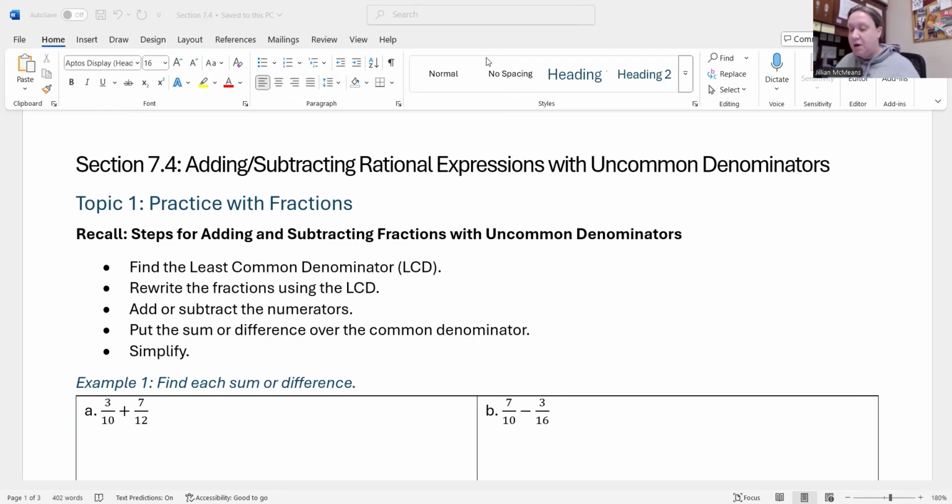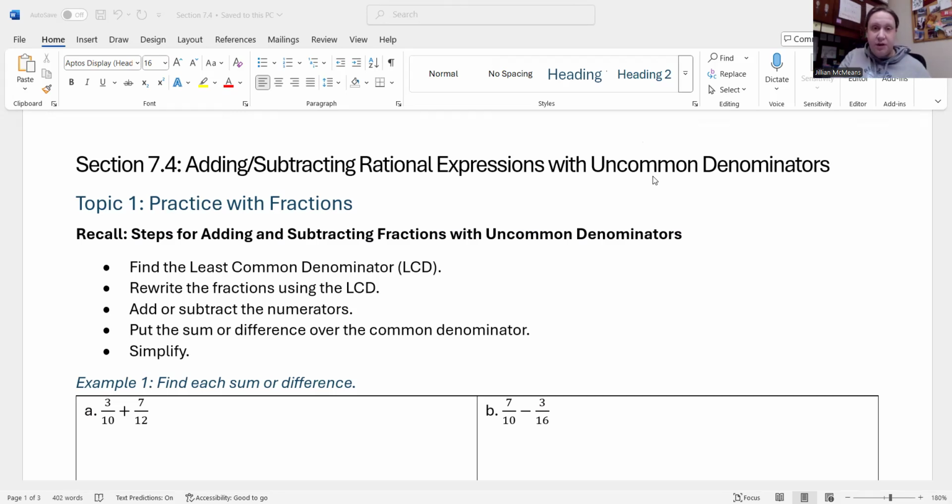So, practice with fractions. Recall the steps for adding and subtracting fractions with uncommon denominators. You have to find the LCD, which is the least common denominator. That is basically the smallest expression that all of your denominators divide into evenly. For us, it's going to be the smallest number all of your denominators divide into evenly. Once you have the LCD, you then rewrite all of your fractions so that they are equivalent forms of that fraction, but the denominator is the LCD. And then you just follow the steps for adding and subtracting fractions that have common denominators. You add or subtract the numerators, you keep the new common denominator, and then you factor and simplify at the end. So let's look at example one.